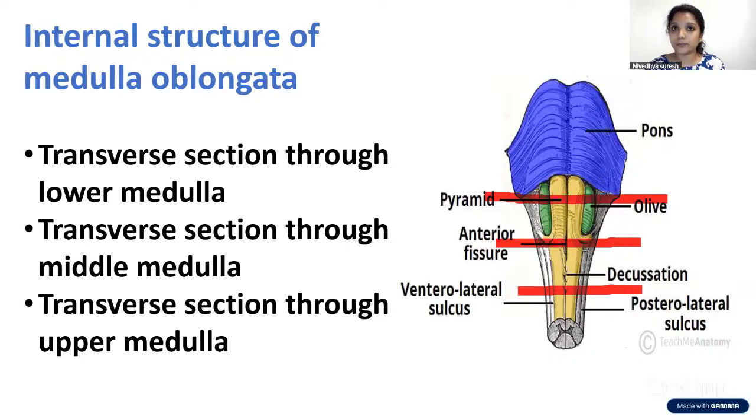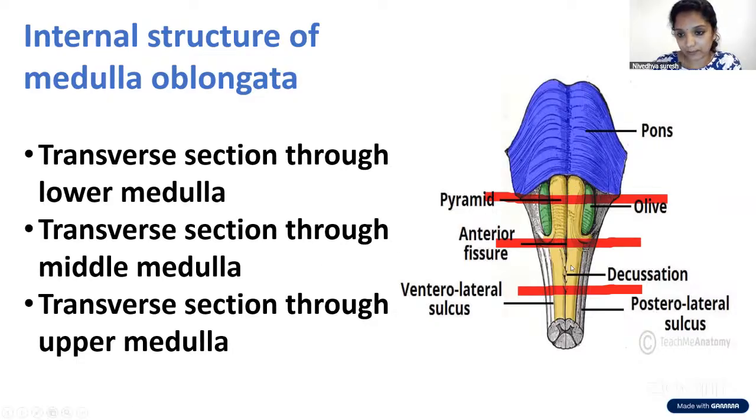And of course, you know the cross section of the spinal cord, right? In the cross section of the spinal cord, we can see gray matter and white matter. The same we can see because it is nearer to the spinal cord. So we can see the gray matter and white matter. See, guys, now we are going to discuss this part, okay?